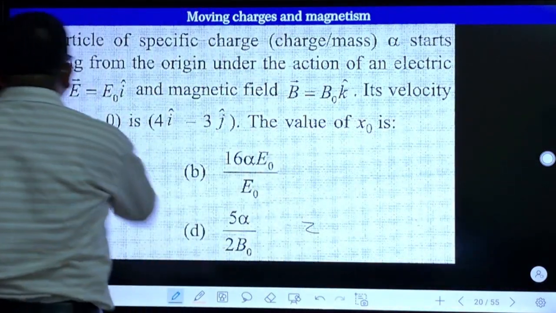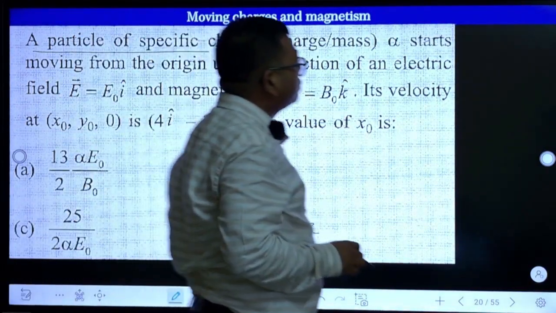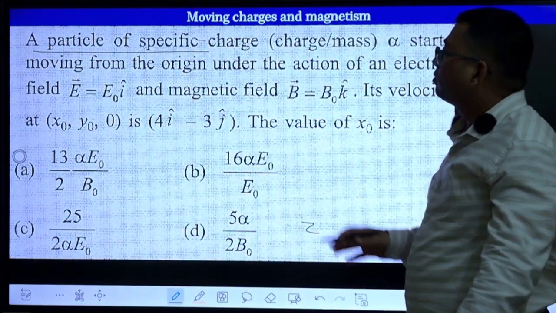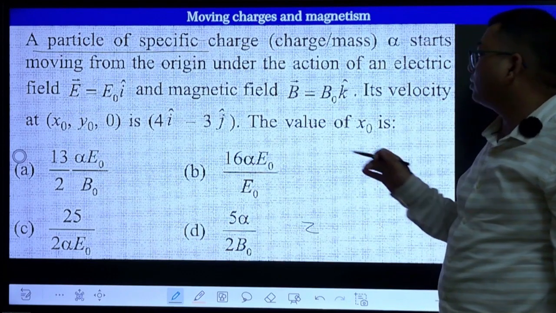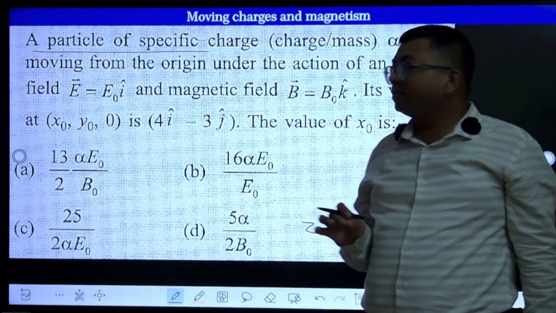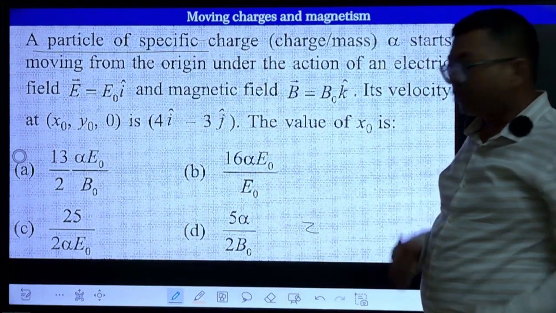A particle of specific charge to mass ratio alpha starts moving from origin under the action of an electric field and magnetic field. Its velocity at a particular point is given. The value of x naught is? Try to draw the diagram.